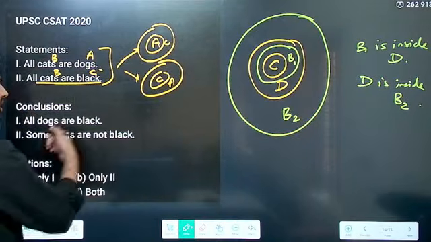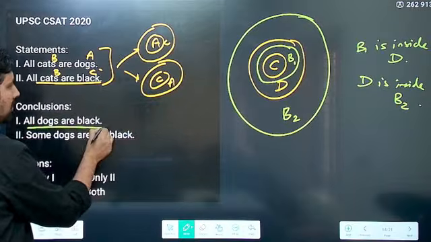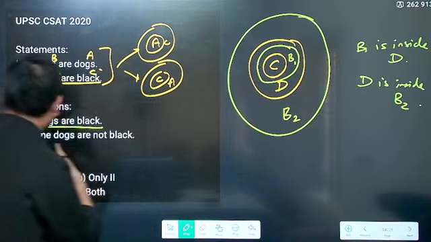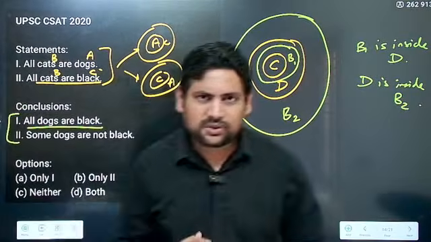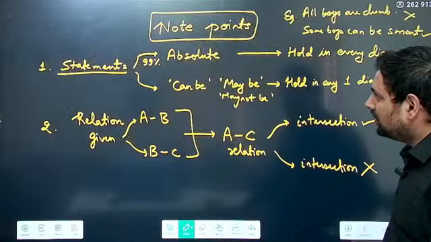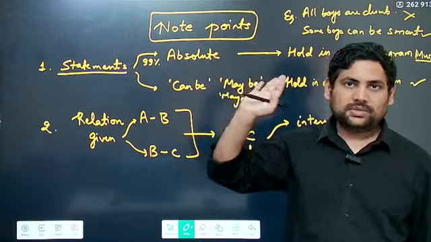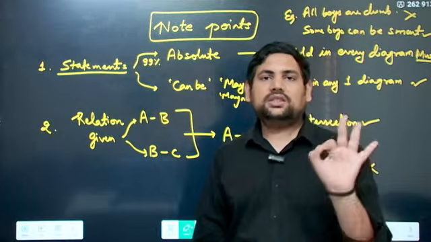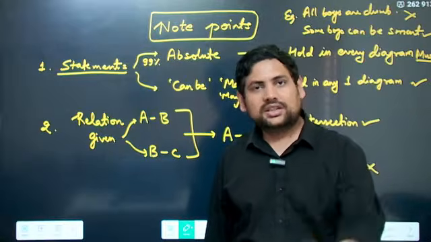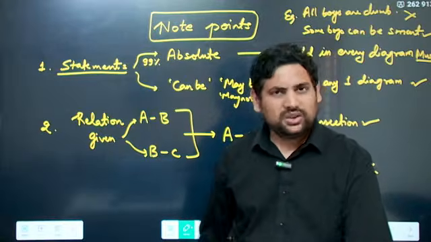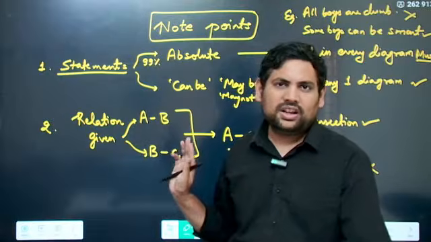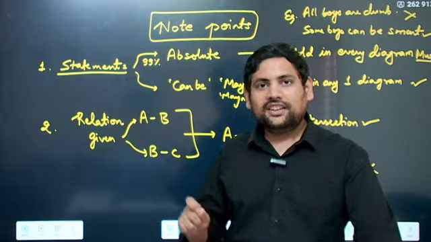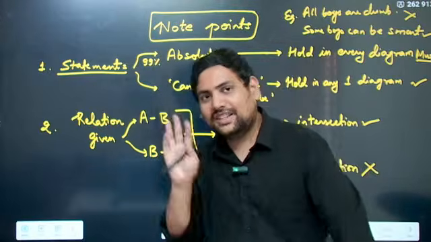Now let's get to the conclusions. All dogs are black. Now according to B1 it is not satisfying. What are these? This is an absolute statement. 99% of the questions that you get will be absolute statements. You don't even have to worry. If it does not satisfy in any one diagram, just cancel the statement. Very rarely, only once, we have seen a maybe kind of question, and that you can very easily check out. Otherwise, it's just an absolute statement. Find one diagram where it is not satisfying, cancel it immediately.